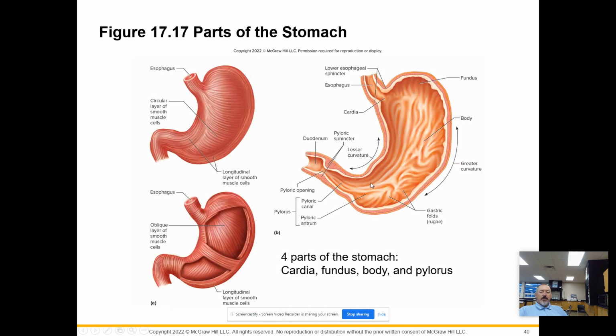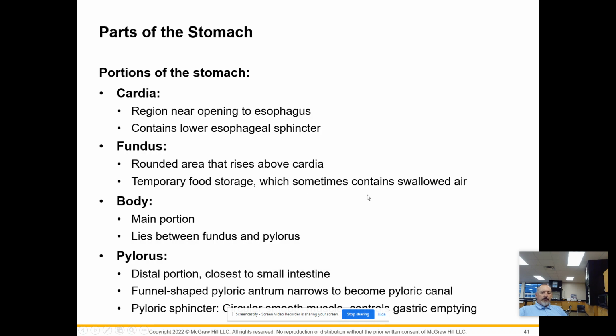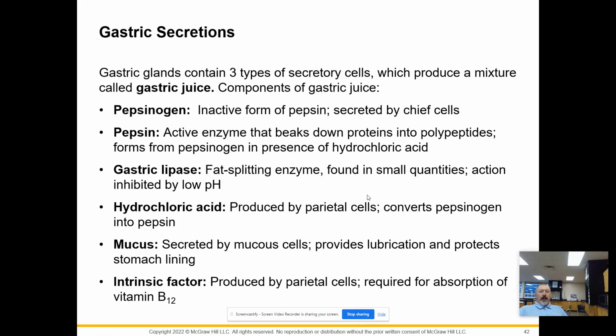The pyloric sphincter is there. So the pylorus has the canal that's going to be leading towards the pyloric sphincter, and that's going to be called pyloric canal. And this is going to be the pyloric antrum. So this area there. All right.